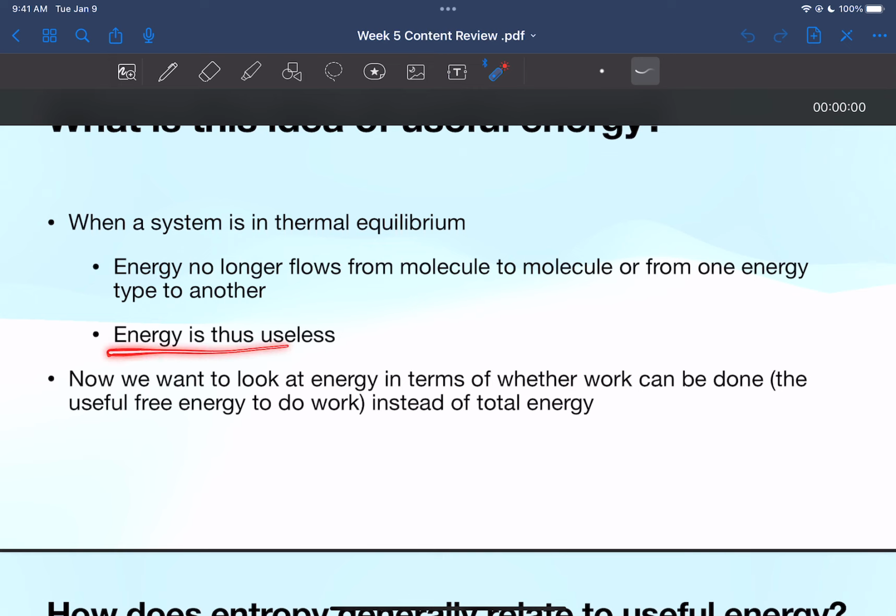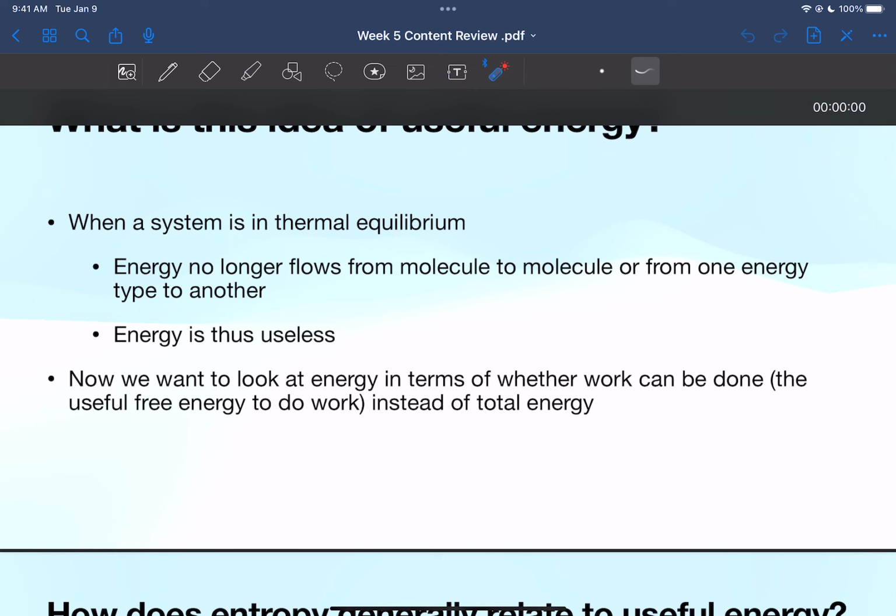And so when you're at thermal equilibrium, we can say that the energy is then quote unquote useless. Both parts of the system are just at a steady state. They have their own respective internal energies, but we can't use that energy to do anything because everything is steady and there's no flow of energy. So we call that quote unquote useless energy. Now we want to look at energy in terms of whether work can be done, instead of total energy.